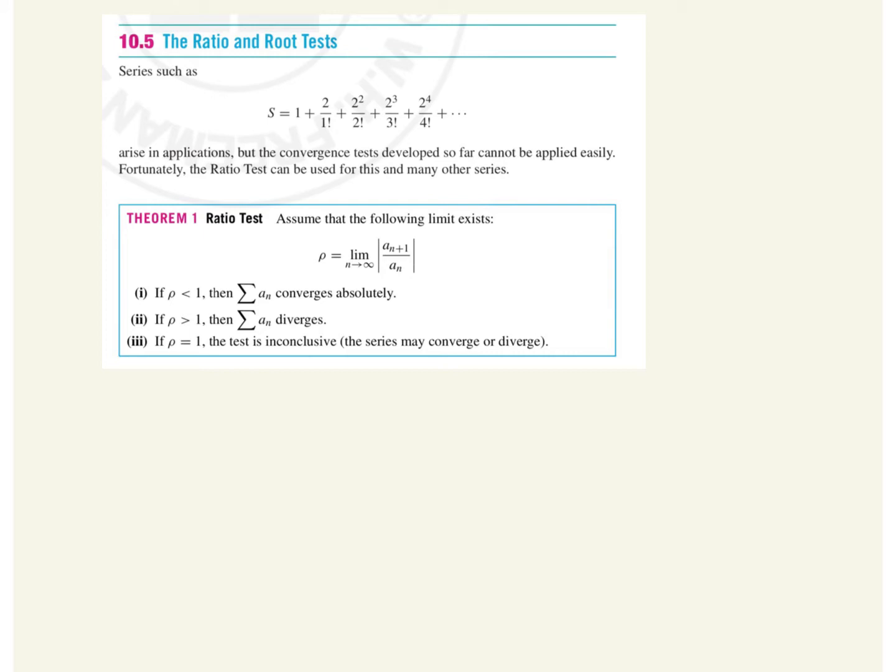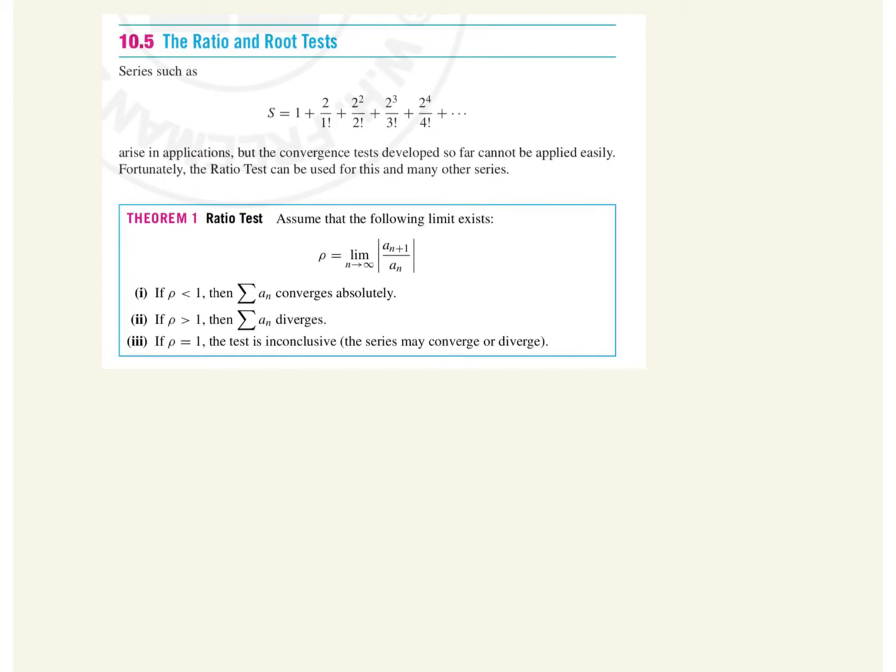So theorem 1, the ratio test, assuming that the following limit exists: the limit as n approaches infinity of the absolute value of the a sub n plus 1 term over the a sub n term. So write the next term over the previous term. If that limit is less than 1, then the series converges absolutely.